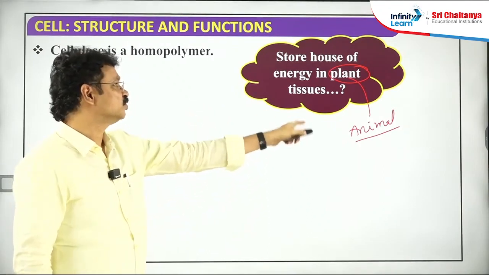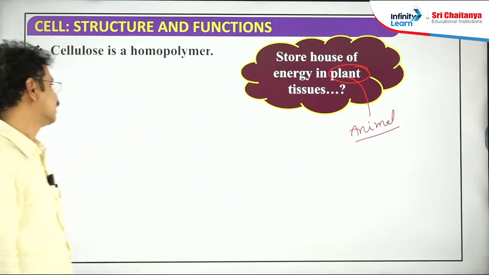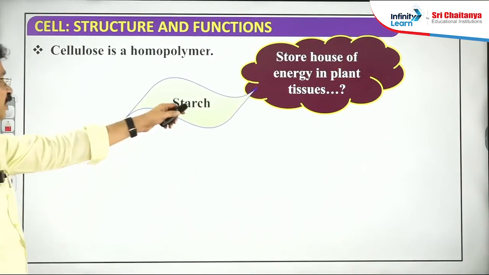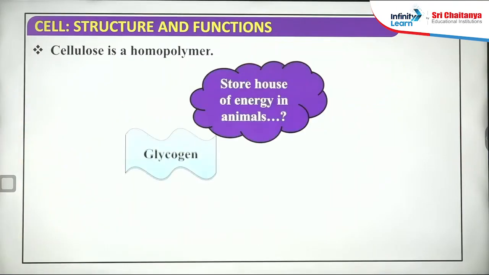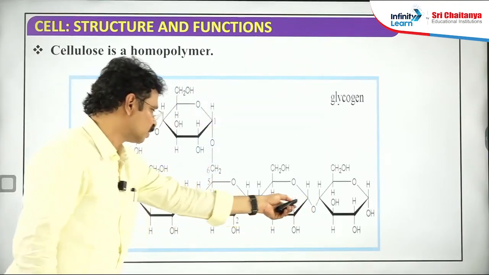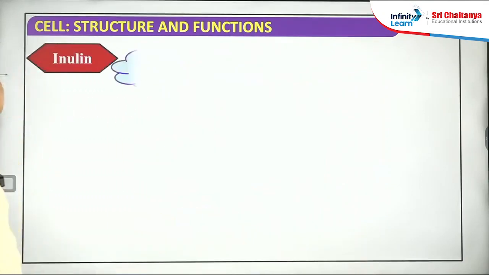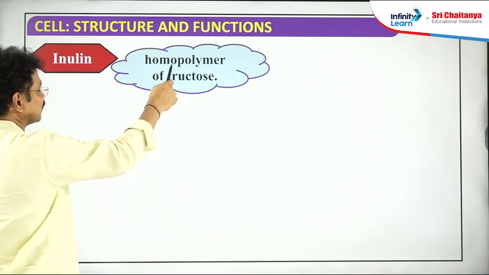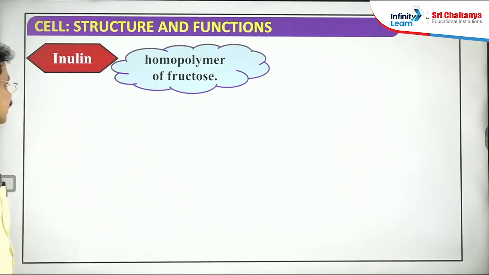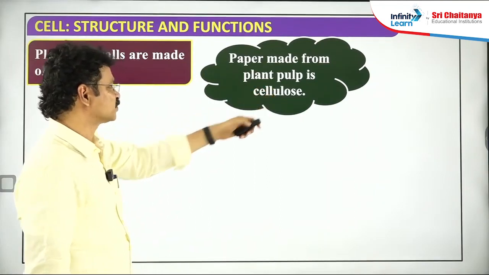Okay, in animal tissue, the storehouse is glycogen. In plant tissue, the storehouse of energy is starch, whereas in animal cells, glycogen is there. All these molecules are sugar molecules, and glycosidic bonds are found between two adjacent sugars. Next, inulin. It is a polymer of fructose. Instead of glucose molecules, fructose is found in this polysaccharide, inulin. Plant cell walls are made up of cellulose. Paper is made from plant pulp cellulose.